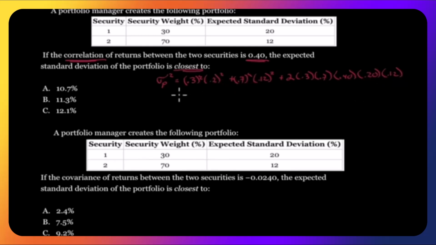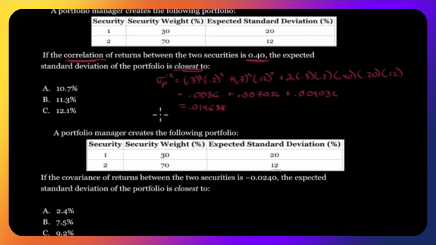This point is just calculator work. This first term will settle out to 0.0036, plus this will settle out to 0.00756, and all of this will settle out to 0.004032. Add it all together and we will get 0.014688. Let me make sure I got a 0 in there. Now that's the variance.